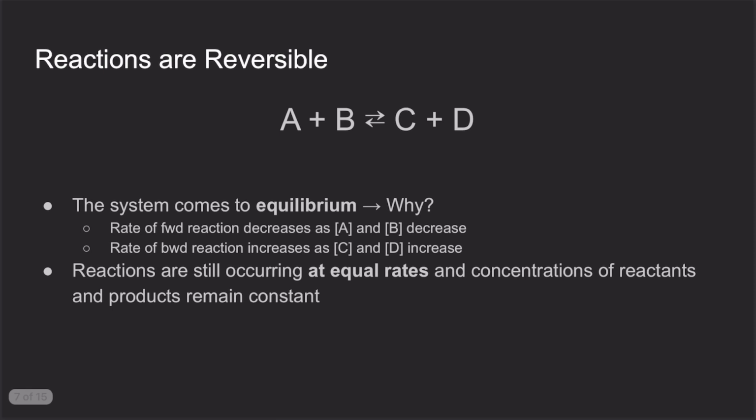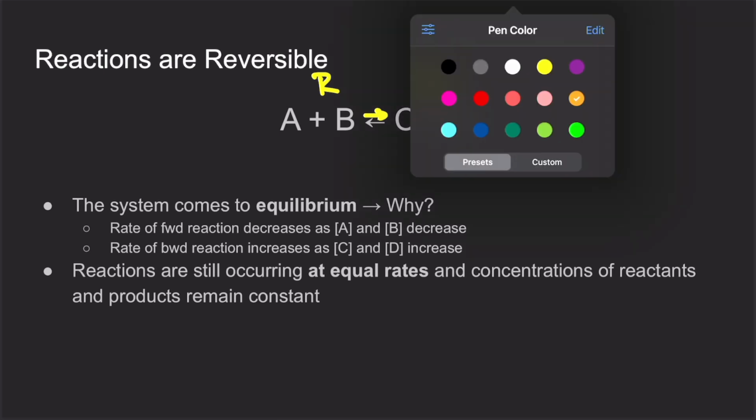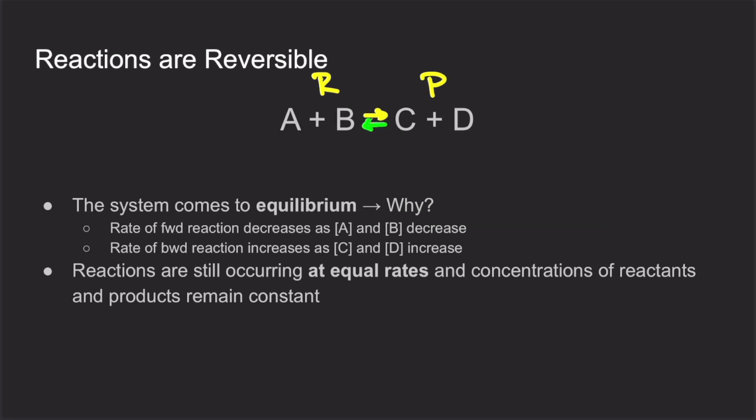Okay, the first thing is reactions. Reactions are reversible, meaning that when we combine A and B together to make C and D, C and D can combine together to make A and B. Meaning, for this forward reaction, which I will label in yellow, A and B are the reactants, C and D are the products. Now, for the backwards reaction, C and D are the reactants, A and B are the products.